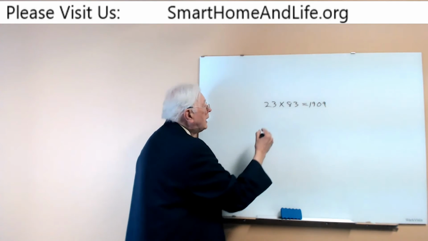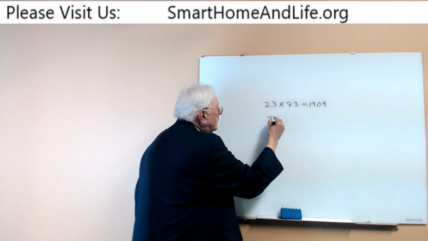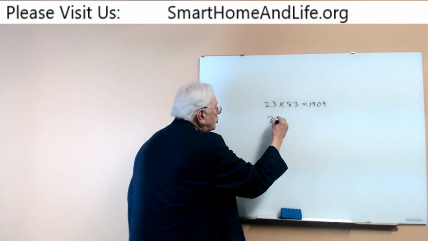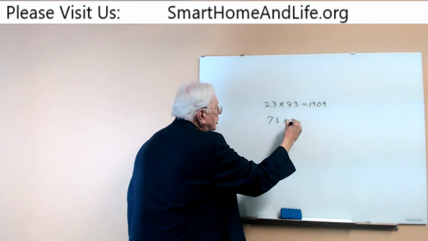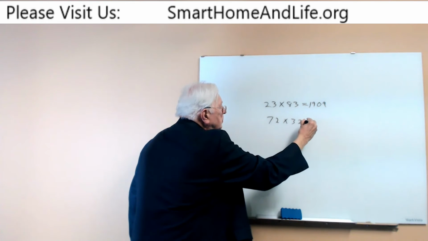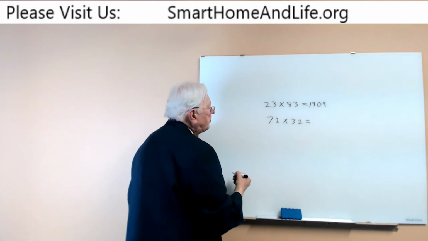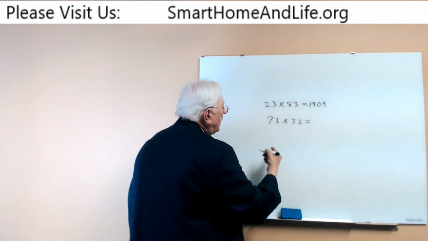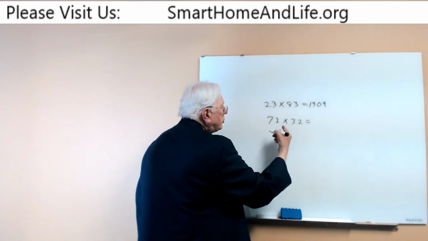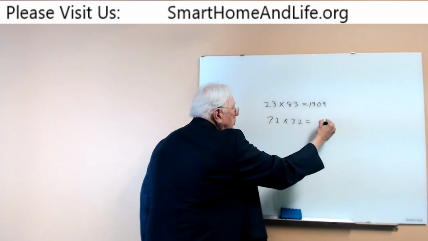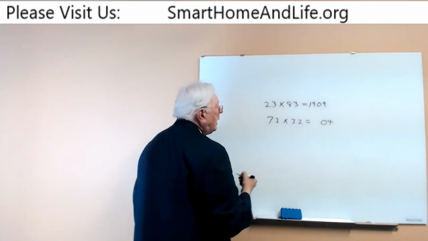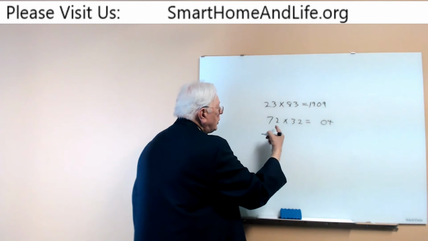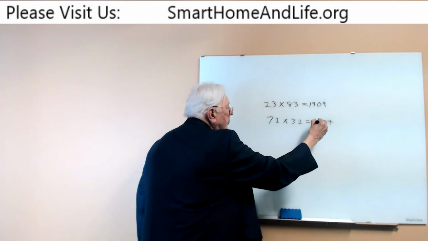Another one, let's look at, say, 72 times 32. Again, the leading digits sum to 10, and the trailing digits are the same. We multiply the trailing digits, that's 4, and so again we put down a 04 here. 7 times 3 is 21, and our commonality is 2, so 21 plus 2 is 23.